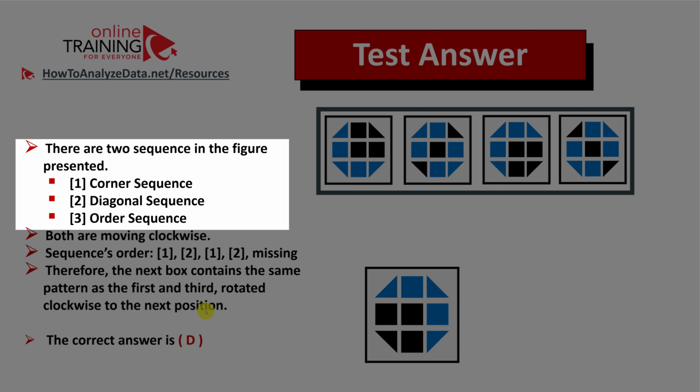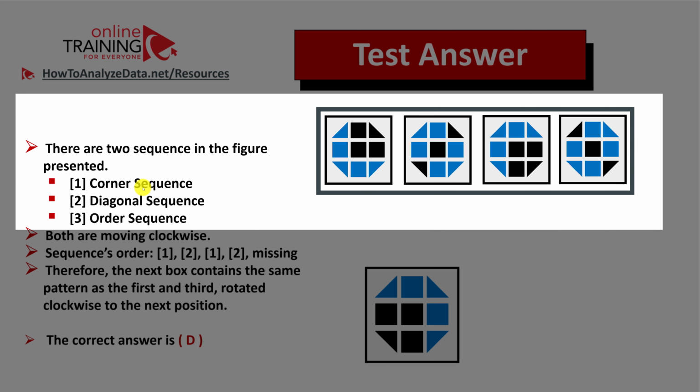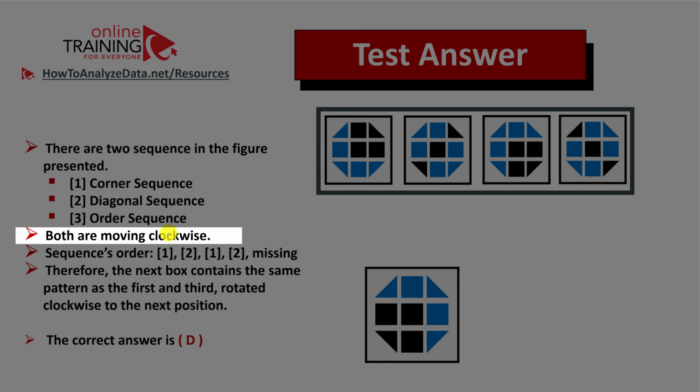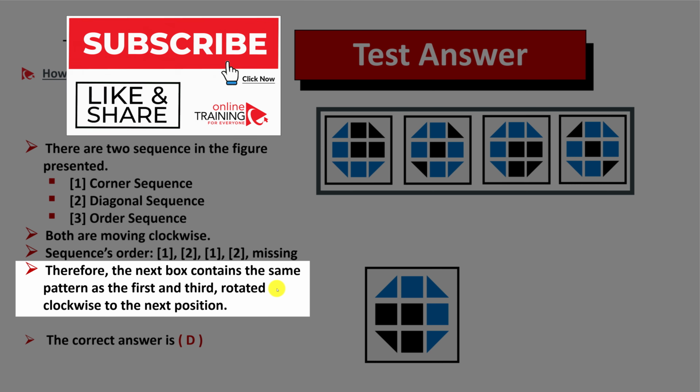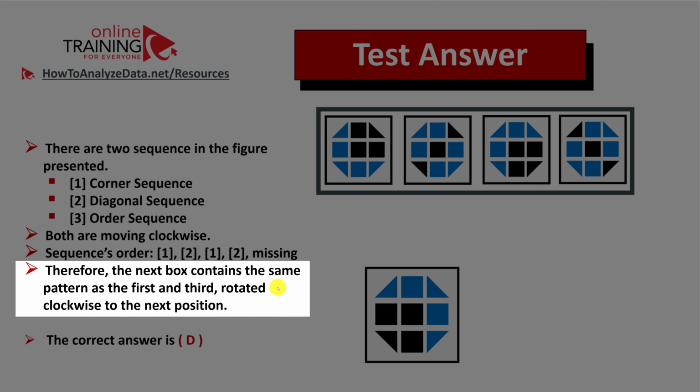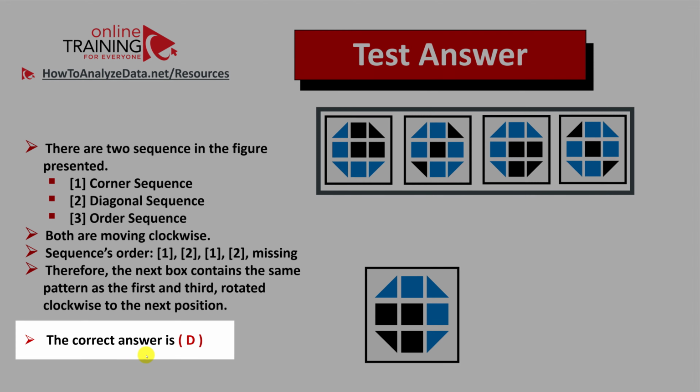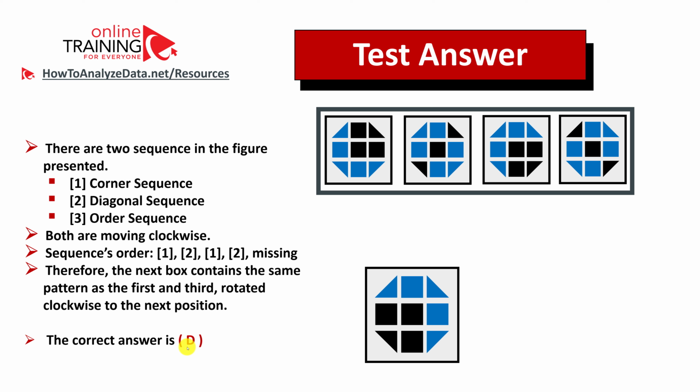Let's recap. There are 2 sequences in the figure presented. We have the corner sequence and the diagonal sequence. The corner sequence goes in boxes 1 and 3, and the diagonal sequence goes in boxes 2 and 4. Both sequences move clockwise in the next item. And the sequence order is 1, 2, 1, 2, and then the missing item. This is why the next box will contain the same pattern as the first and the third, rotated clockwise to the next position. So the correct choice here is choice D. Hopefully you've nailed this question.